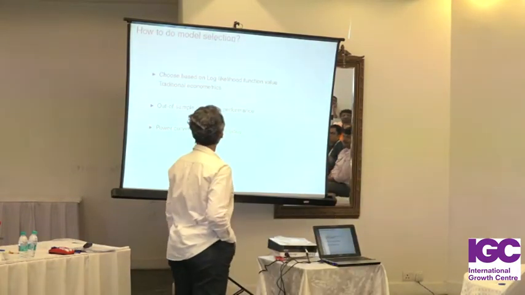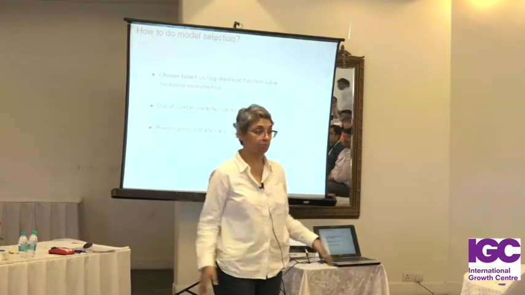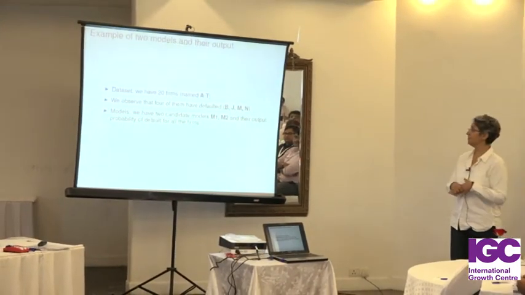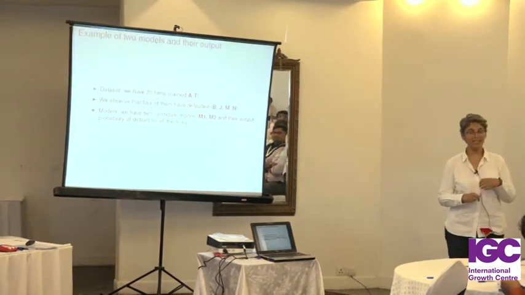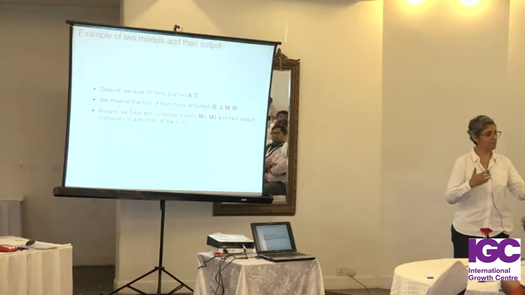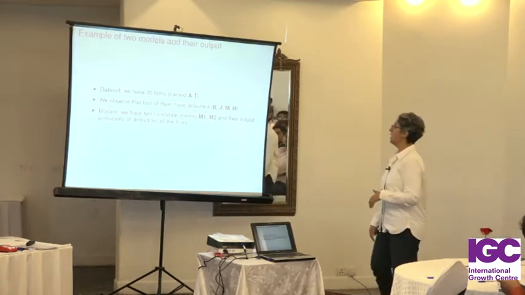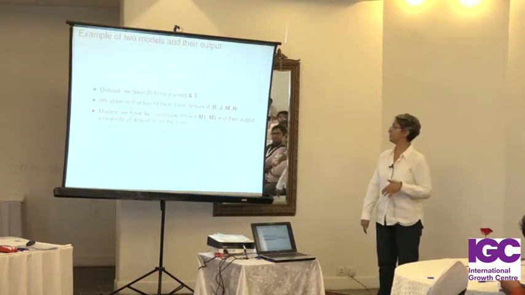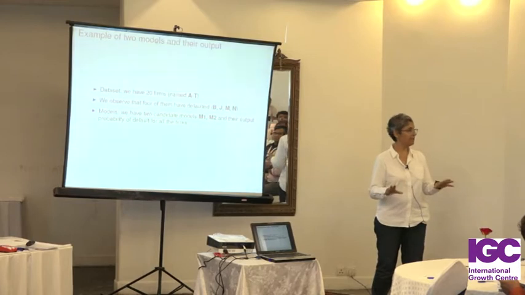Model selection. How to do model selection? We chose our model based on the log likelihood value. So let's assume that we have a baby data set with 20 firms, very unimaginatively named A to T. A, B, C, D, E, F, G, H, I, J, K, L, M, N, O, P, Q, R, S, T. We observe that 4 of them have defaulted. So it's B, J, M, and N out of the set of 20 that have defaulted.